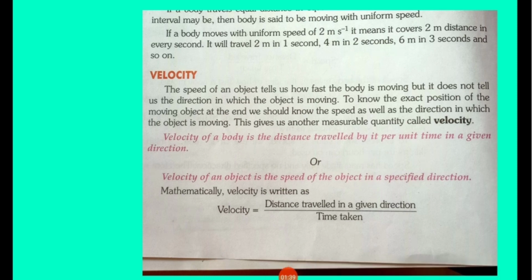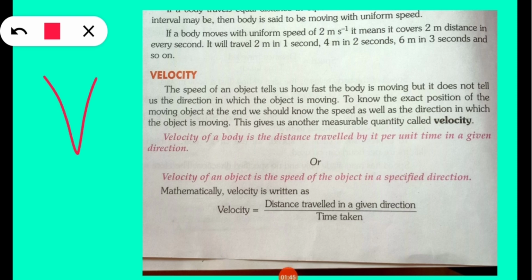So how is velocity represented? Velocity is represented by the small letter v. In case you want to differentiate it from speed, it can also be denoted by an arrow mark at the top. So the small letter v represents speed, and v with an arrow mark showing the direction denotes velocity.